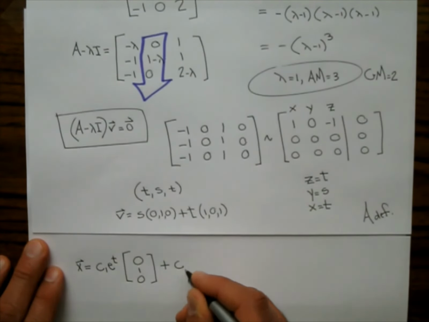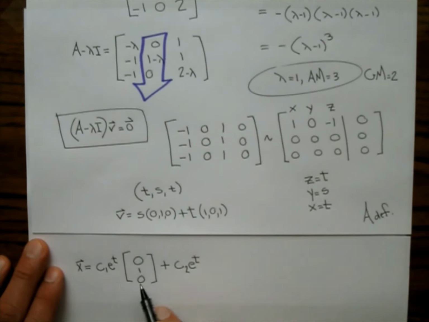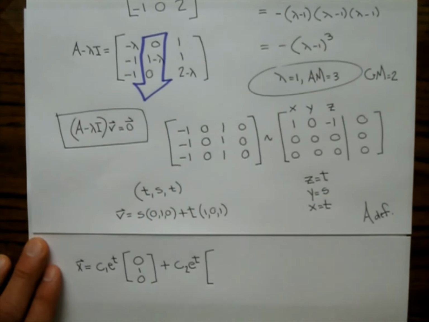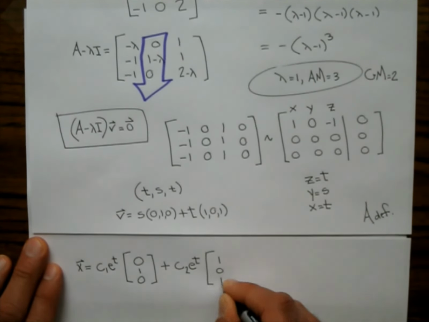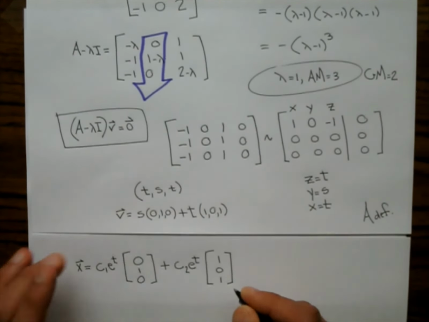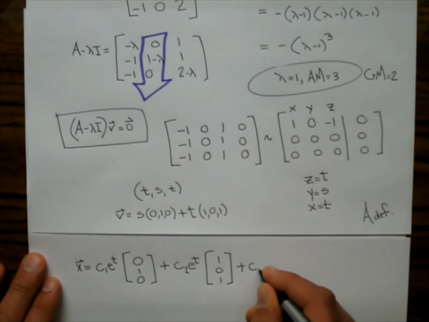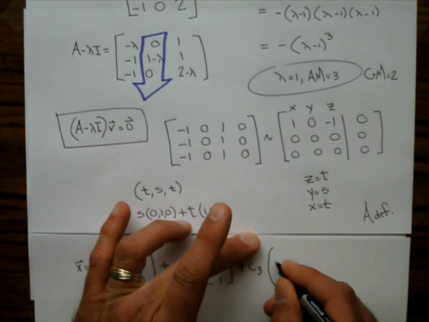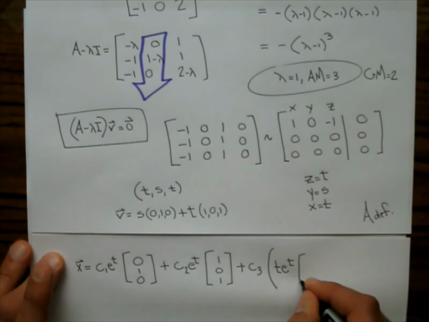Plus C2 e to the t, because I have another eigenvector that's independent from that one. And so I'm going to write this one as 1, 0, 1. And then I have plus C3, and we have this, t, e to the t, and then I go ahead and put an eigenvector there.